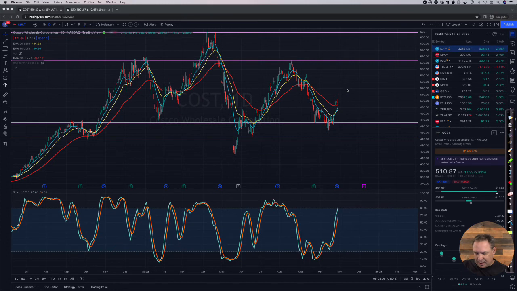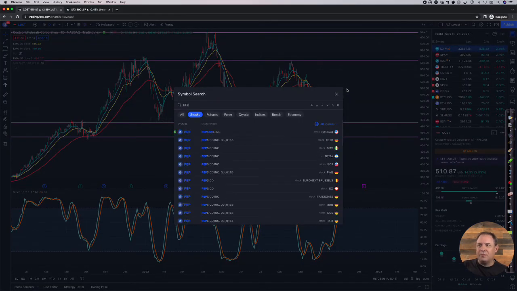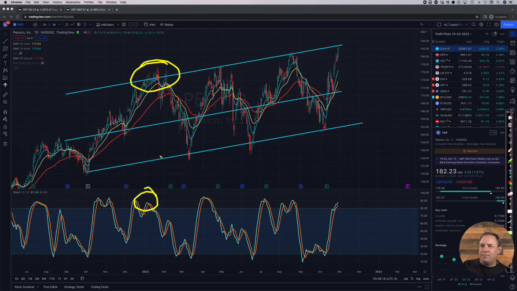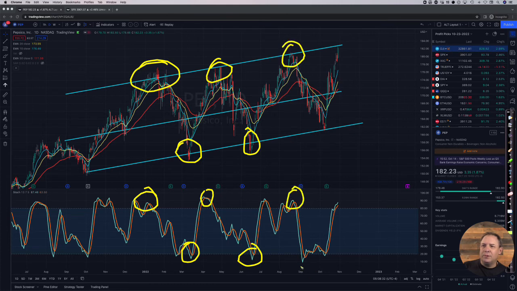Let's come over to Pepsi. I'll show you how well this works. This works on every stock, folks. Doesn't matter. Ready for this? Sell. Buy signals. Overbought, oversold crossing up. Overbought crossing down. There's your sell signals. Buy. Oversold crossing up. Crossing down. Crossing up.